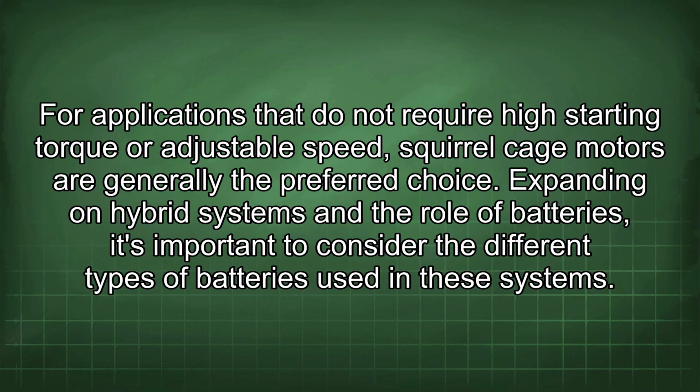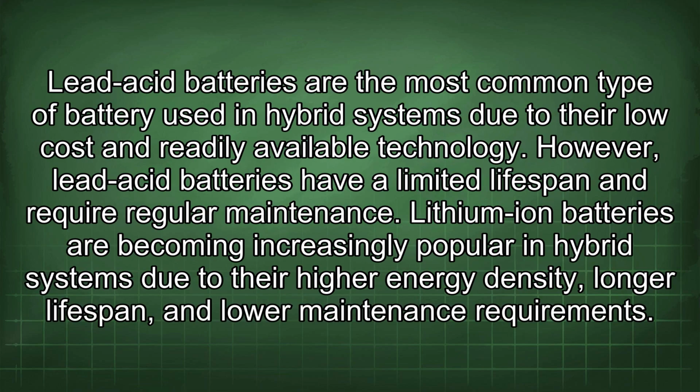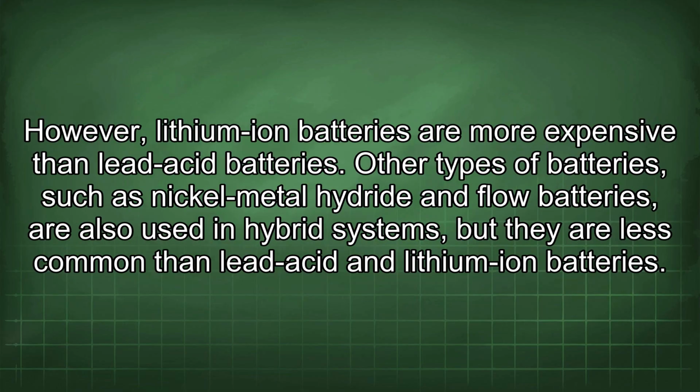Expanding on hybrid systems and the role of batteries, it's important to consider the different types of batteries used in these systems. Lead-acid batteries are the most common type of battery used in hybrid systems due to their low cost and readily available technology. However, lead-acid batteries have a limited lifespan and require regular maintenance. Lithium-ion batteries are becoming increasingly popular in hybrid systems due to their higher energy density, longer lifespan, and lower maintenance requirements. However, lithium-ion batteries are more expensive than lead-acid batteries.